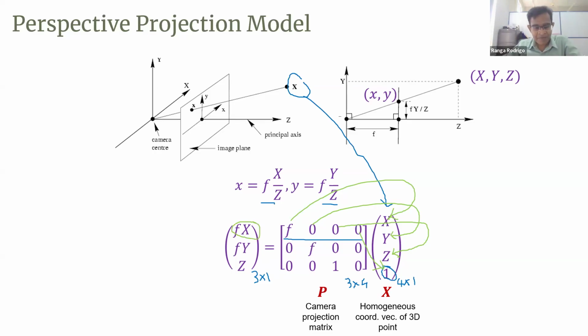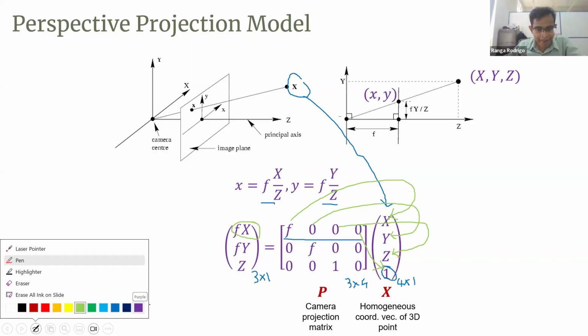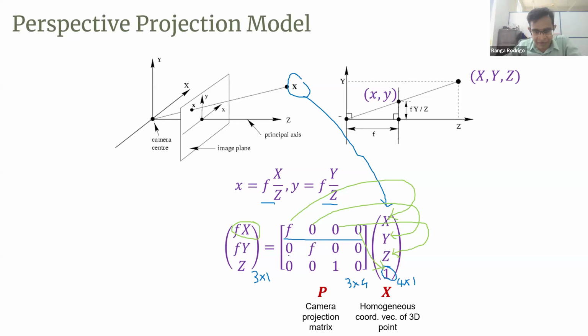Now compute the second row. In the second row, this 0 multiplies this X, f multiplies this Y, this 0 multiplies this Z, this 0 multiplies this 1. So finally what you get is fY. And then in the last row, 0, 0, 1, 0. So therefore, this is the only one that is giving a non-zero value, that is Z.